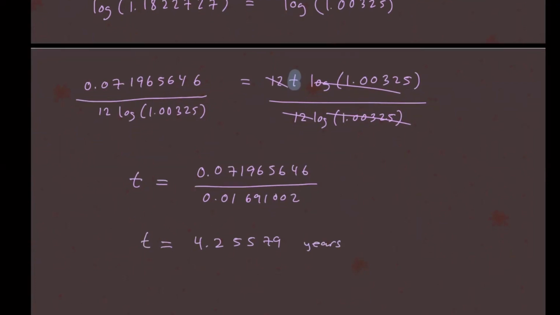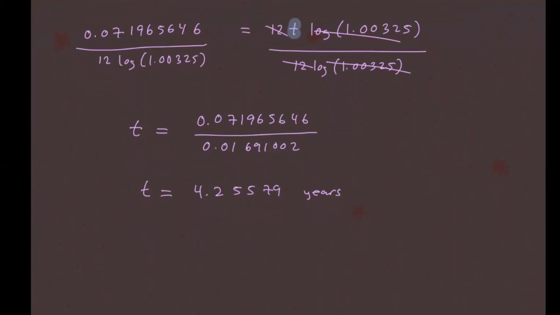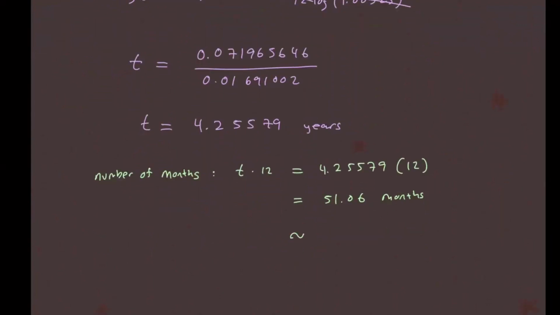Now, if you want to use different units, for instance, let's say you want the number of months. So we know there are 12 months in a year. So if you want it in a different unit, so let's say you want the value in number of months, we simply take our t value and multiply it by 12. So you have 4.25579. You times that by 12, you'll have about 51.06 months. Now, since it's a little bit more than 51, I'm going to say approximately 52 months.